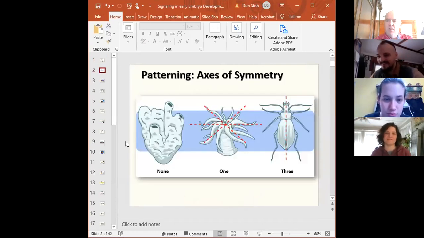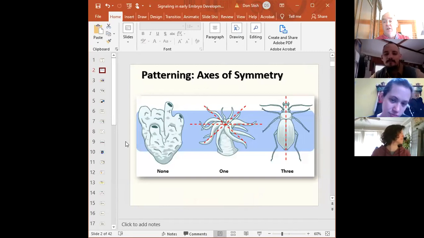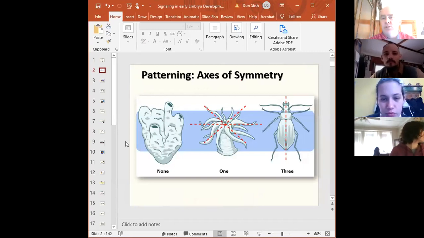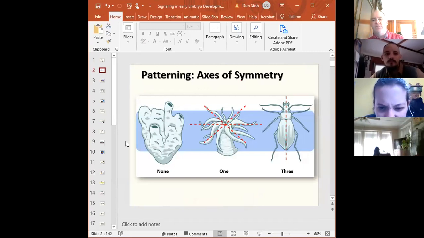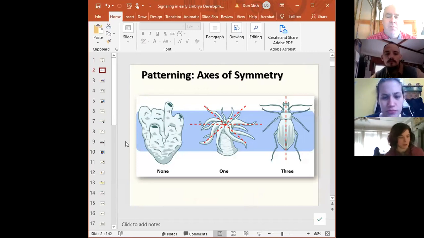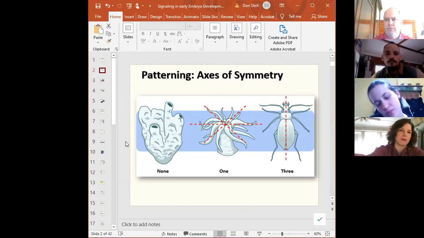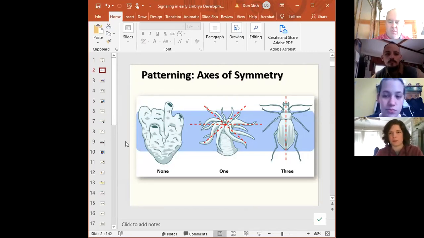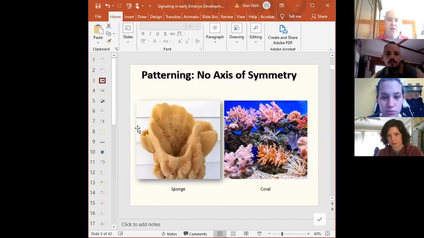Okay, early development, gastrulation. It's all about axes of symmetry. And what we mean by that is axes around which you've got sameness. So if you look at different organisms, like animals, we're only talking about animals here.